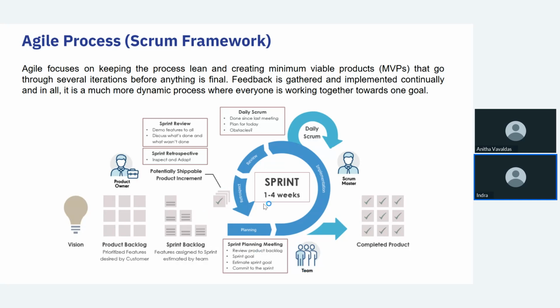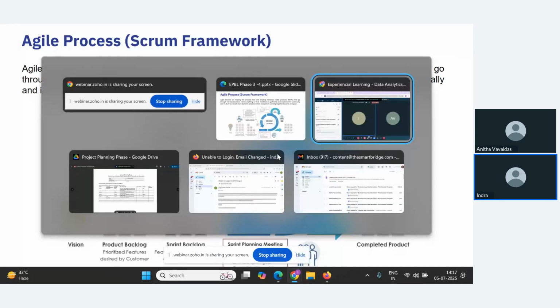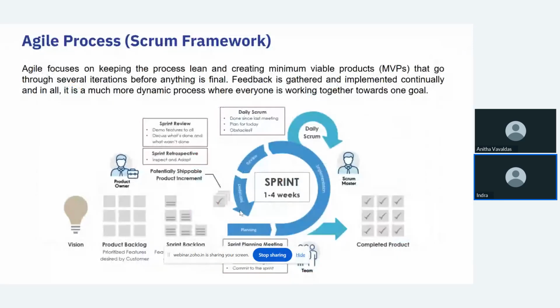Now let's understand how Scrum works in the team. Basically, it starts with a product backlog. You can consider this as a to-do list. Here you will list everything that has to be done.